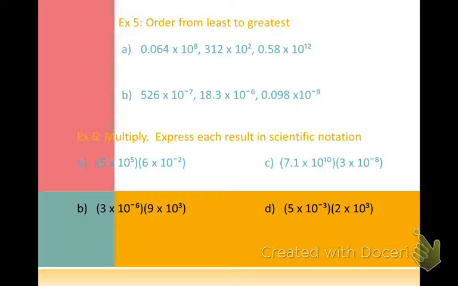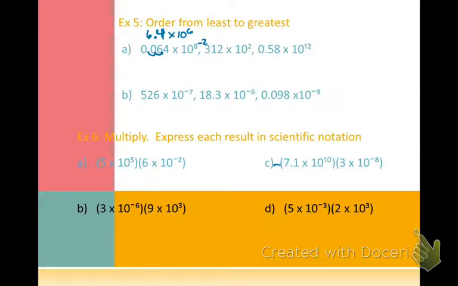To figure out order from least to greatest on scientific notation, you first need to turn it into perfect scientific notation. They look like they're in scientific notation, but 0.064, which is 64 thousandths, is not between 1 and 10. So we need to turn it into 1 to 10. Since I moved the decimal over to the right-hand side, I subtracted 2 from the exponent. So it's going to be 6.4 times 10 to the 6th power.